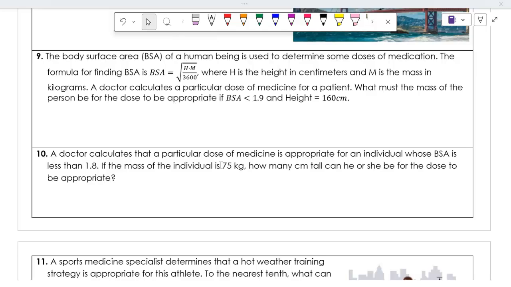A doctor calculates a particular dose of medicine for a patient. What must the mass of the person be for the dose to be appropriate if BSA is less than 1.9 and height is equal to 160 centimeters? Well, let's go ahead and see what we can do here. I'll tell you there's not enough room right here, so I'm going to do this one off to the side.